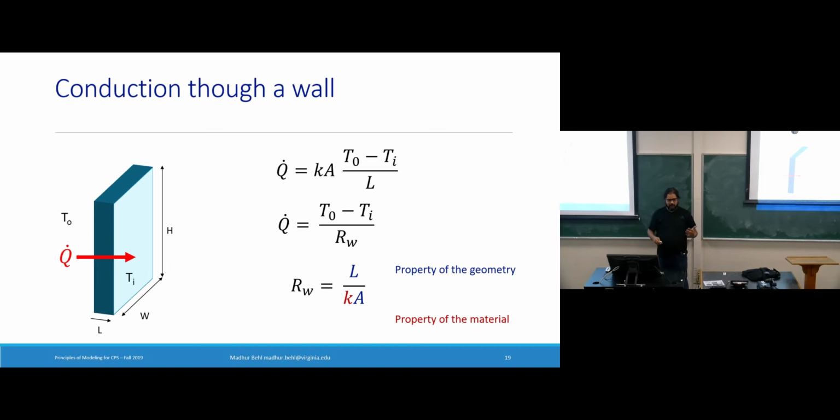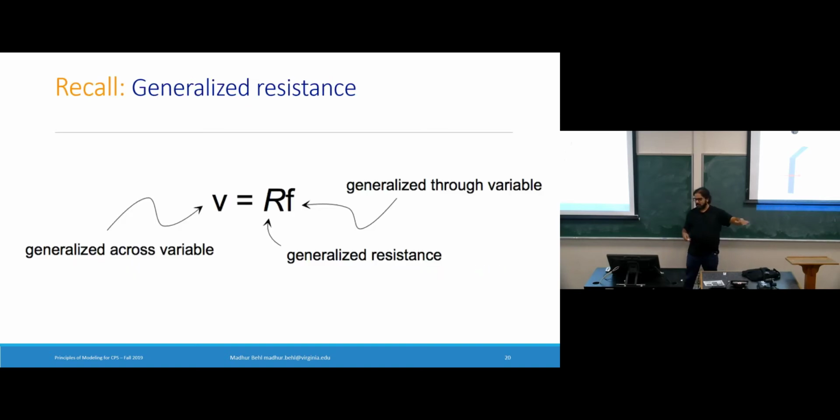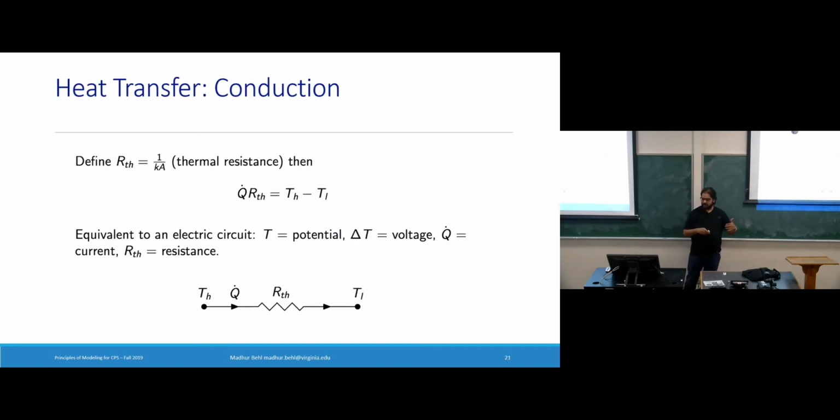So previously, when we studied generalized systems theory, we defined V equals IR, the classic Ohm's law. I could have defined R as Ka by L as well, because it was a free choice. But I chose to define it in the denominator because a generalized resistance is something which relates an across variable to a through variable through this relation. Right? So in our example, temperature across a wall is resistance times the heat flow through the wall. And it's because of this reason we define resistance in the manner of L over Ka.